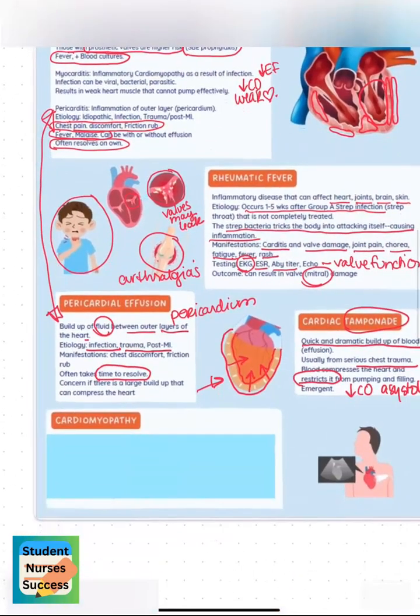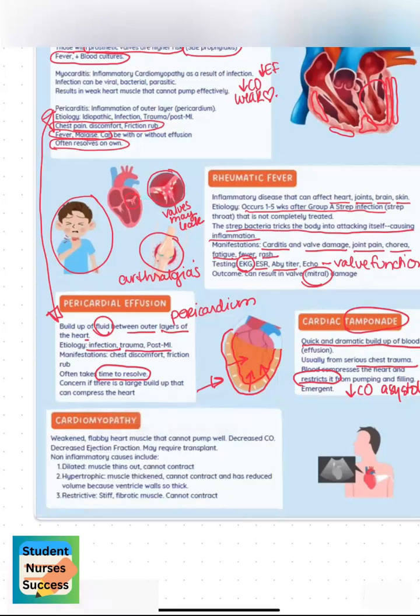The last one we want to talk about is cardiomyopathy. Now, at the top, we talked about myocarditis, which was an inflammatory cardiomyopathy. But what we're going to talk about here is a non-inflammatory cardiomyopathy, which means it is not caused by an infection or inflammation. What's happening in cardiomyopathy is we just have a weakened, flabby heart muscle. And in this particular case, that heart muscle just cannot pump well, and we see a big decrease in cardiac output in patients.